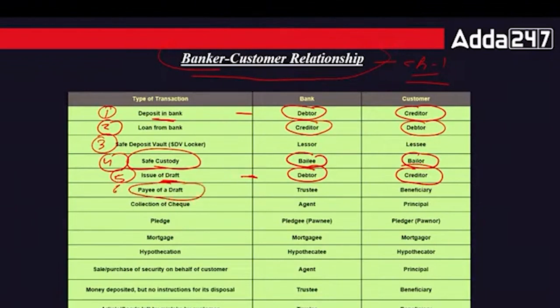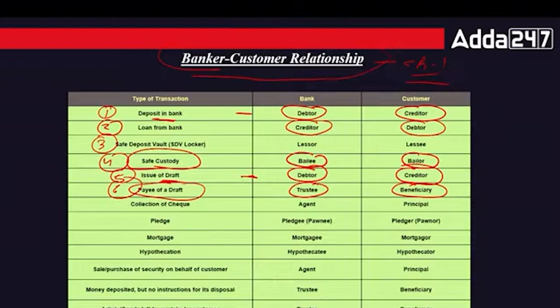Now we have the payee of draft. Okay, that's the sixth relationship. Here in the case of payee of draft, the bank will be trustee and the customer will be beneficiary. Okay, so trustee is for what? Trustee is basically your trustee. You are the beneficiary and here the bank is the trustee of that beneficiary. Fine. So in that case, the trustee and beneficiary relationship will be there, right?